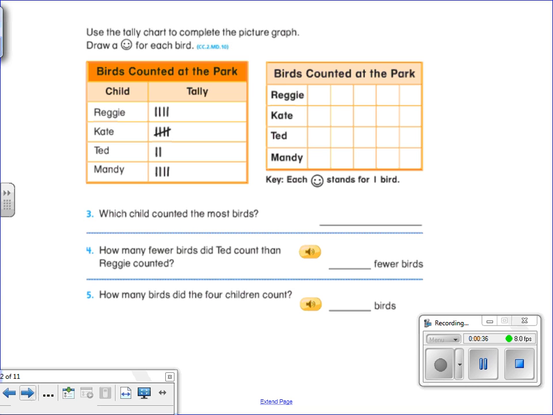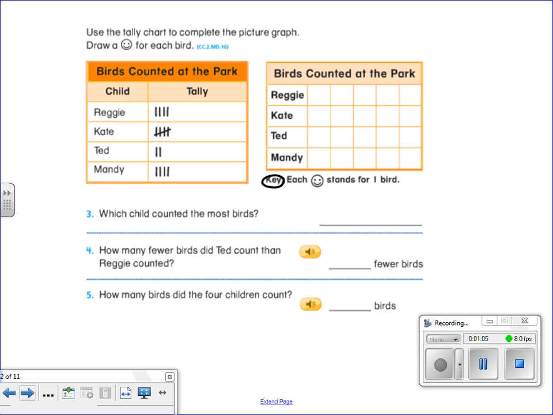Use the tally chart to complete the picture graph. Draw a smiley face for each bird. So we have a tally chart that has birds counted at the park. We have the children's names, Reggie, Kate, Ted, and Mandy, and then tally marks to show how many birds they counted at the park. Then next to it, we have a blank picture graph. We look at our key.